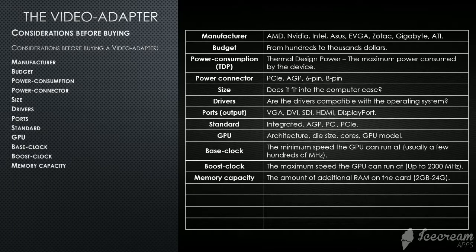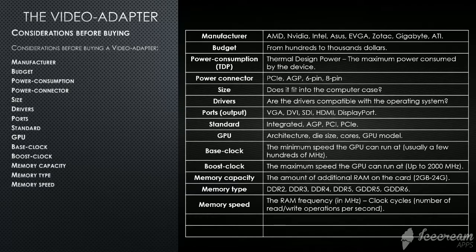Memory capacity. Video adapters having their own RAM memory can improve video performance significantly, so the more RAM, the better the performance. This would normally range between 2 GB for standard video adapters and 24 GB for the professional ones. And of course, the faster the memory is, the better. So when it comes to memory type, always try to aim for DDR4 and above.